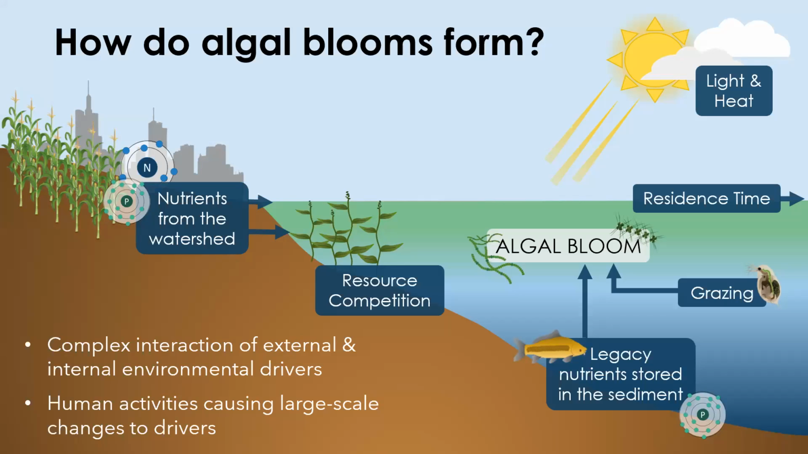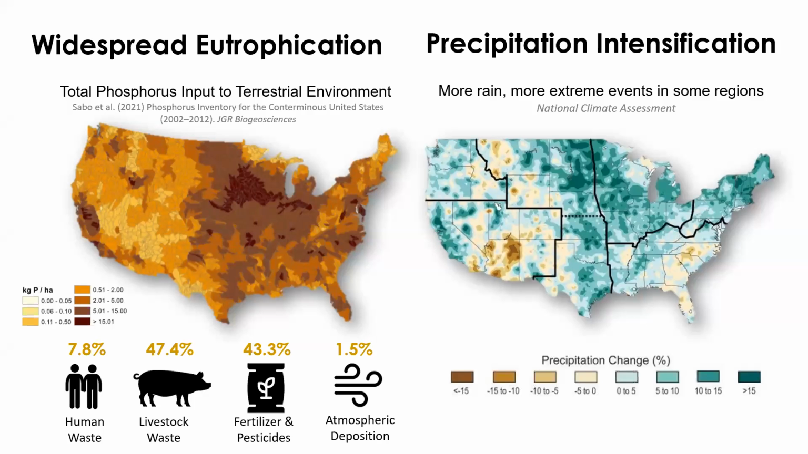And as we very well know, human activities are causing large-scale changes in these drivers. So I'll give 2 examples of some of those large-scale changes, sticking with the United States, but these are happening globally. We know that nutrient additions to the landscape in the terrestrial environment have been widespread, and this is causing widespread eutrophication. What I'm showing here on the left is work by Sebo and colleagues.